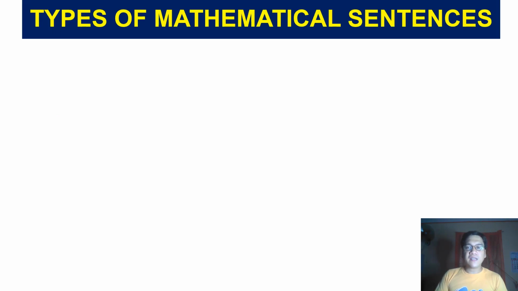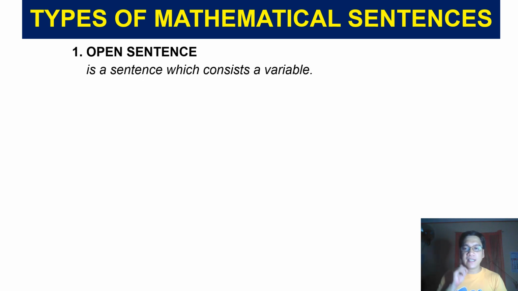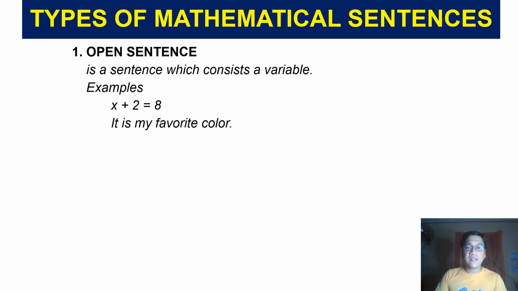What are the different types of mathematical sentences? We have the first one, open sentence. What is an open sentence? An open sentence is a sentence which consists of a variable. Examples: x plus 2 equals 8, and it is my favorite color. So in the first example, x plus 2 equals 8, we can say that the variable there is x. In the next example, it is my favorite color, we can say that our variable there is color.